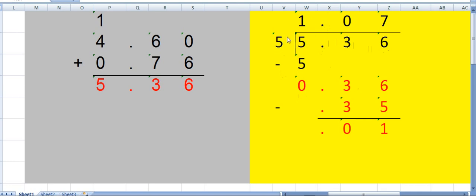So 5 zeros are 0, bring this 6 down, 36. 5 sevens are 35. 1 remains. So the quotient is 1.07 and the remainder is 0.01. Remember, we want only the quotient, 1.07.